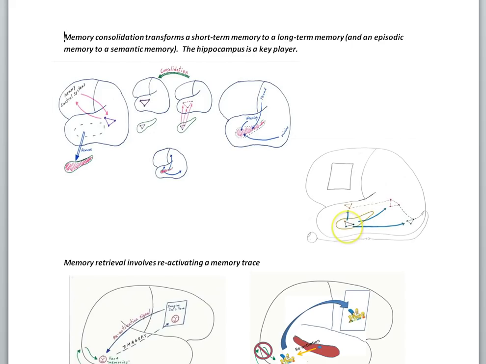And this was our diagram in the tiger situation. After seeing a tiger, we go home, we go to sleep. The hippocampus will be signaling the cortex to strengthen those cortical memory traces involving the tiger experience.